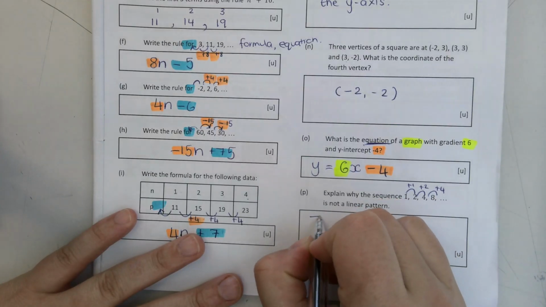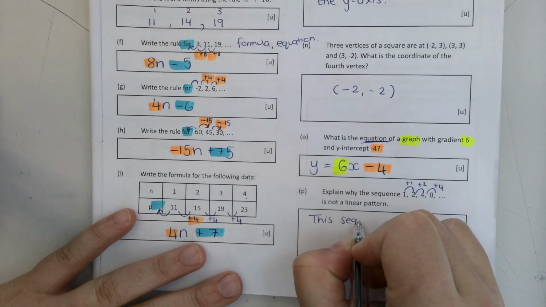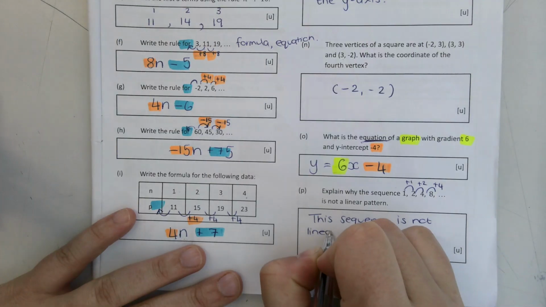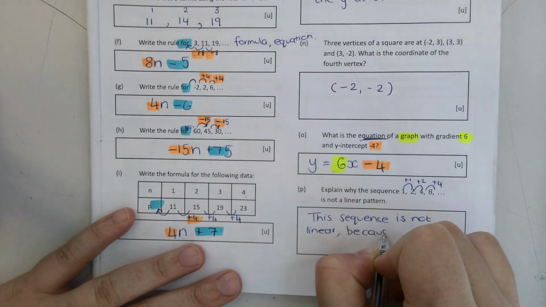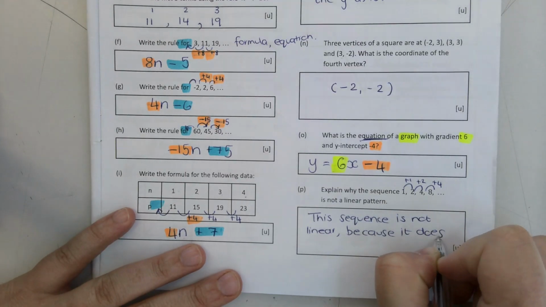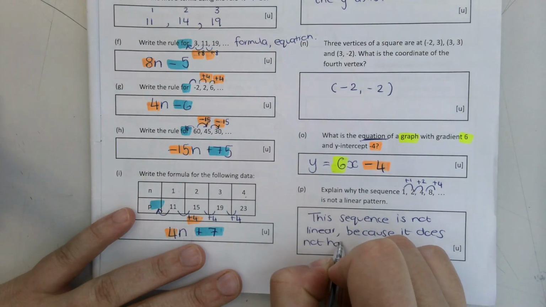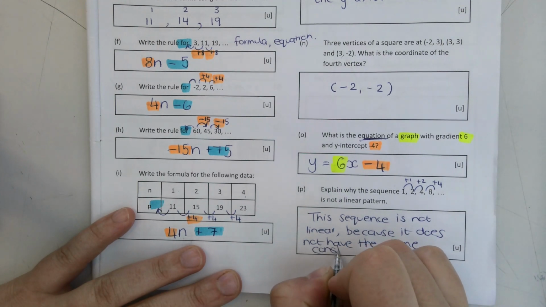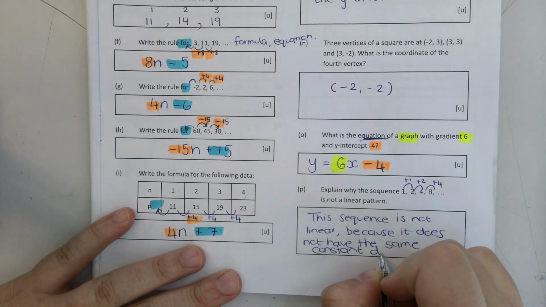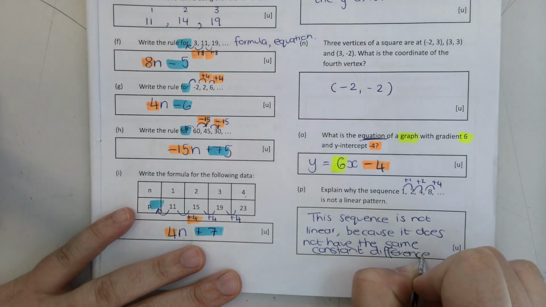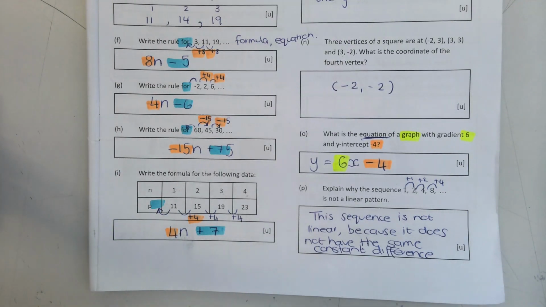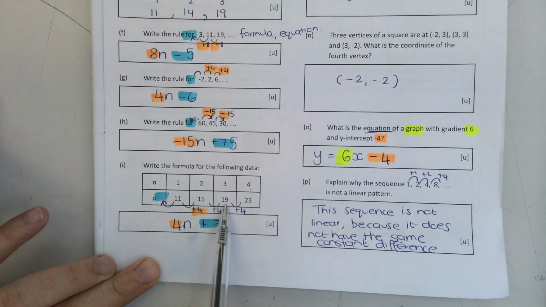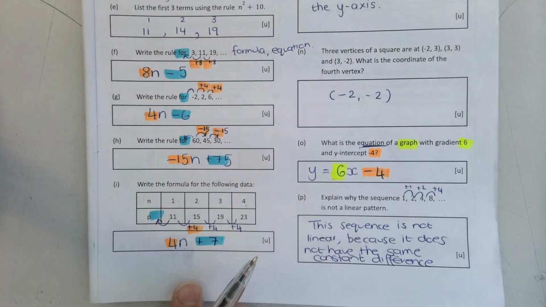So I would say the sequence is not linear because it does not have the same constant difference. Okay? And constant difference is just a fancy word for what are we going up in. This is the constant. It's the constant change or the constant difference between the numbers.